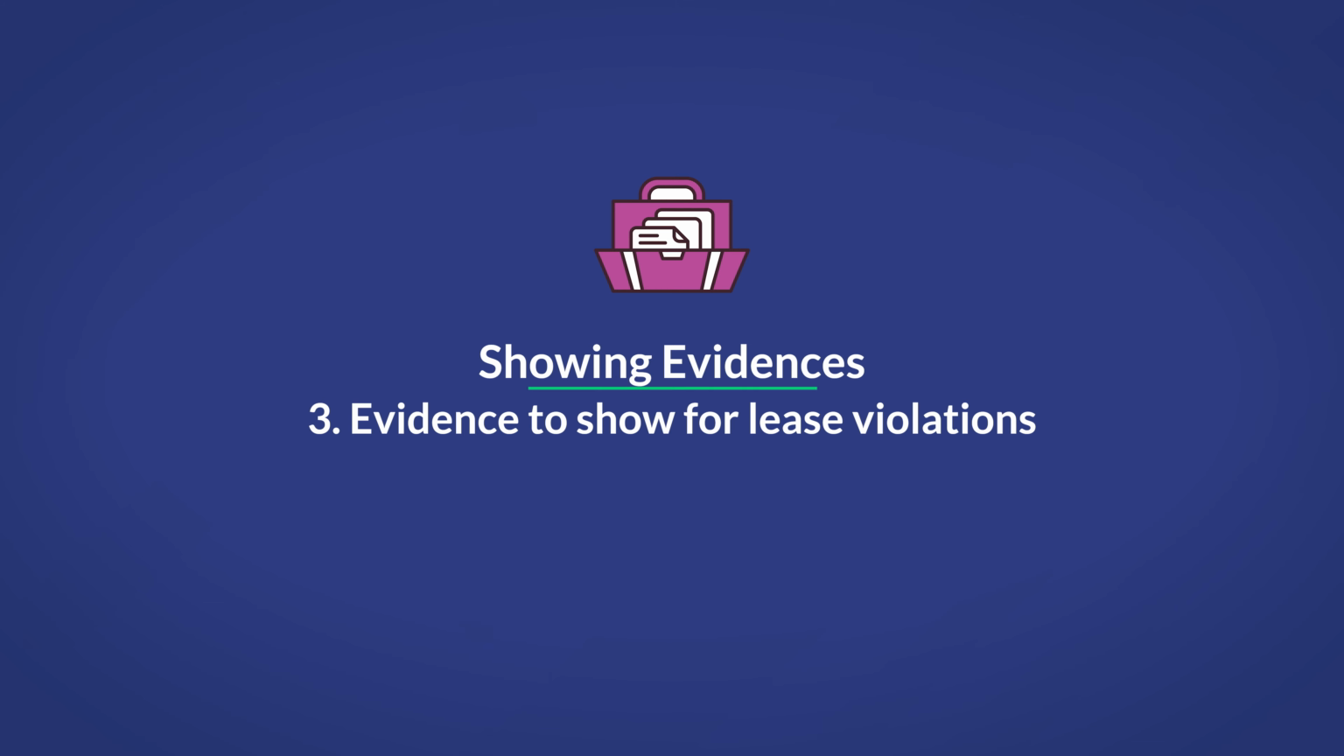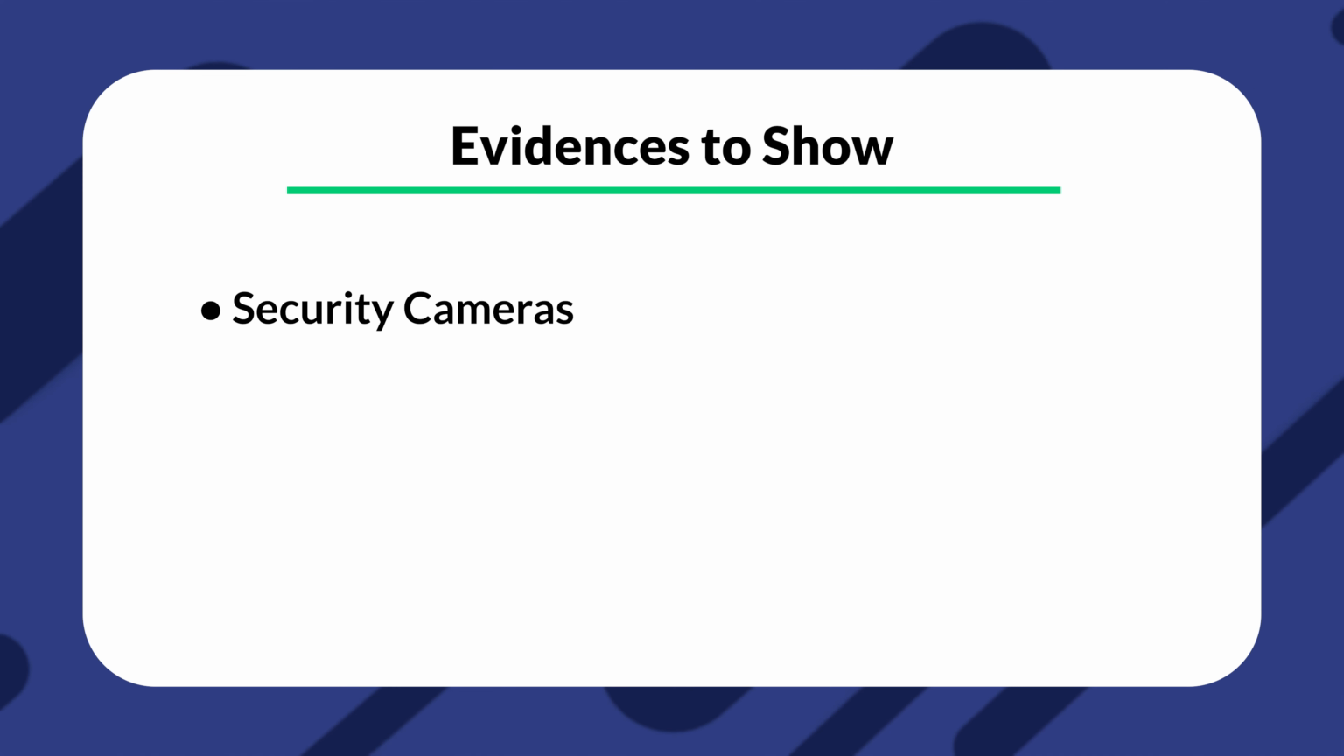So if you're evicting the tenant for a lease violation, like a noise complaint or unauthorized pets or property damages, it's important that you have proof of that. Well, how do you have proof of that? Well, I'll tell you. Security cameras. If you have a surveillance system that can show them committing the crime or the lease violation, pretty safe to say you're going to win this dispute.